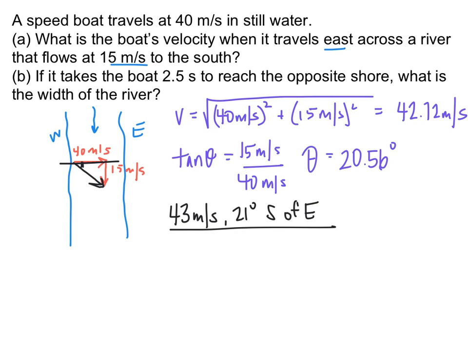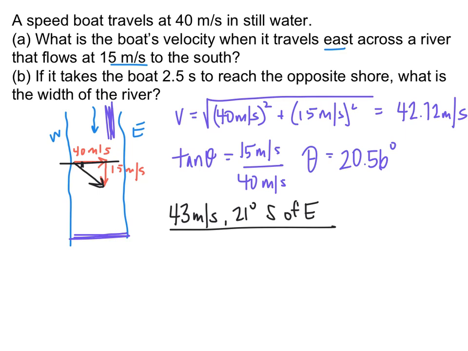All right, the second part of the problem asks, if it takes the boat 2.5 seconds to reach the opposite shore, what is the width of the river? So we're looking for this distance right here, directly across the shore. You'll notice I drew that on my picture. That helps me make sure I pick the correct velocity vector. If the question was asking about a distance down shore, downriver, that would be pointing this way, and then I would pick the 15 meters per second. But because it's asking for a distance across the shore, I'm going to choose the arrow that points in that same direction, the 40 meters per second.